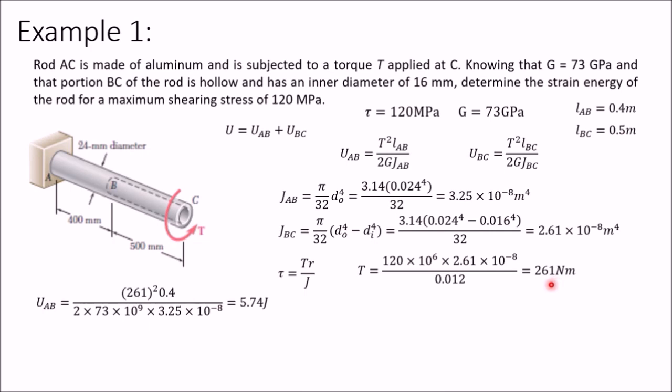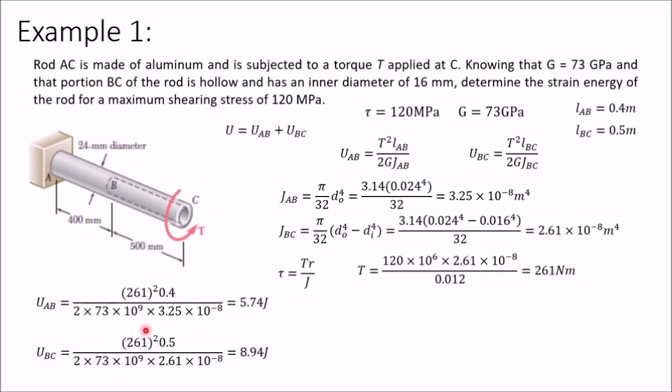Now you can calculate UAB in this relation. Put this 261 squared into length AB, 0.4, divided by 2 into G. Value of G is 73 gigapascal, so 73 into 10 raised to 9 Pascal, and 3.25 into 10 raised to minus 8. When you simplify this, you will get this value as 5.74 joules.